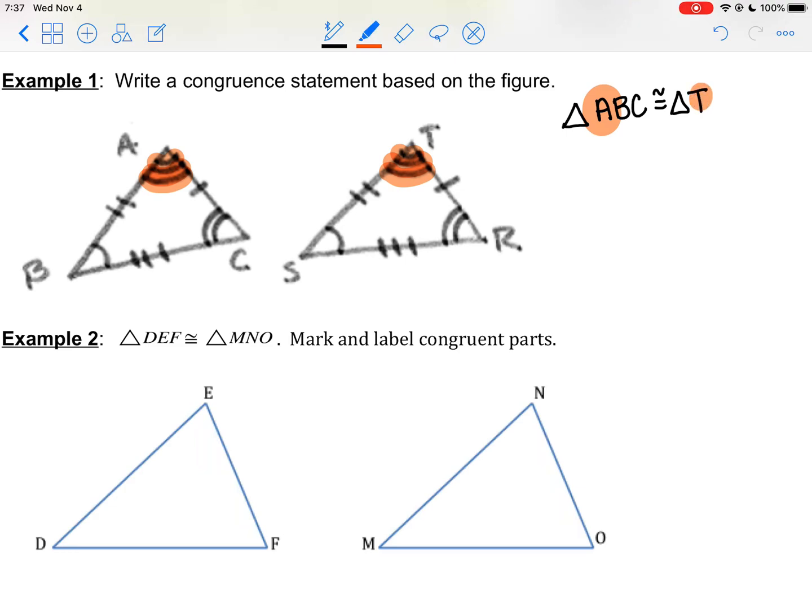After A, the next angle I marked was angle B. What I have to pay attention to is how I get from A to B. Notice that I go down this side that is marked with 2 lines, and then to this angle that's marked with 1 angle marking. I need to follow that same path in the second triangle. So I start at T, I go down the 2 lines to the angle that's marked with 1 angle marking, and that leads me to angle S. The next letter in my triangle name will be S. So B corresponds to angle S.